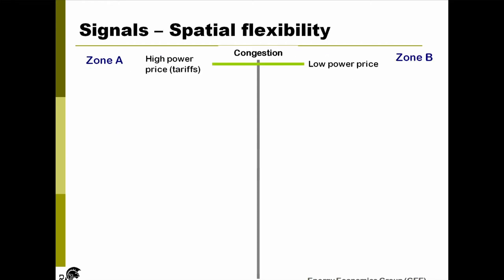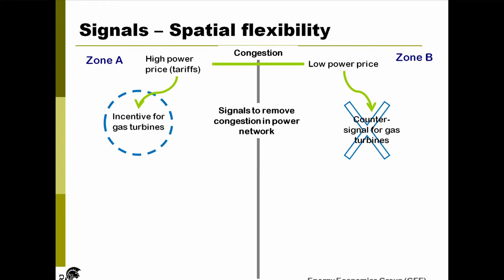Let's look at the other dimension, spatial flexibility. To show you the interaction, let me consider again the two zones, zone A and zone B. And in this case, we have a congestion in the power line connecting both zones. This congestion means that we have a high power price in zone A, either short-term or long-term price, and a low power price in zone B. This situation means that the high power price is an incentive for the investment in gas turbines. The lower power price is a counter signal. So looking just at the signals from the power system, we will have an incentive for the investment in gas turbines in zone A, which is exactly what we need. We need the signals for investment in gas turbines in order to remove the congestion in the power network.